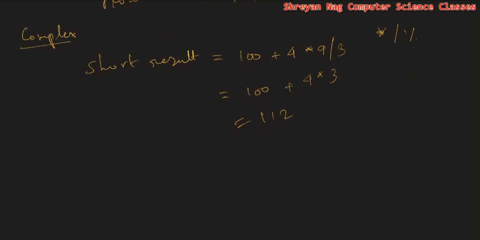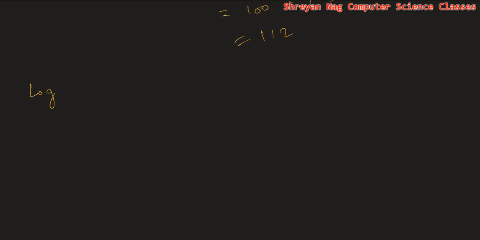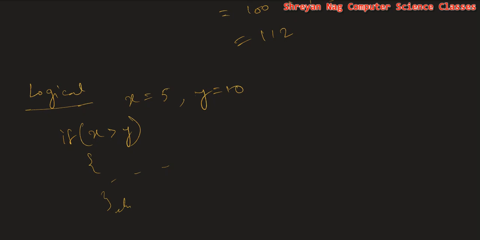Then comes your logical expression. Logical expressions are those where we use the logical operators like greater than, less than, greater than or equal to, less than or equal to, not equal to, this kind of operators. For example, suppose x equals 5 and y equals 10. Now if I write like this, if, which is a conditional construct we will be learning in later chapters, if x is greater than y, then show something, else show something.